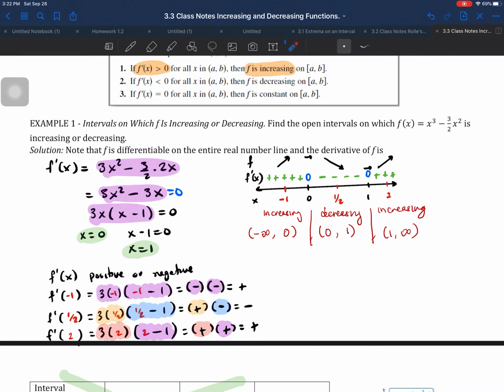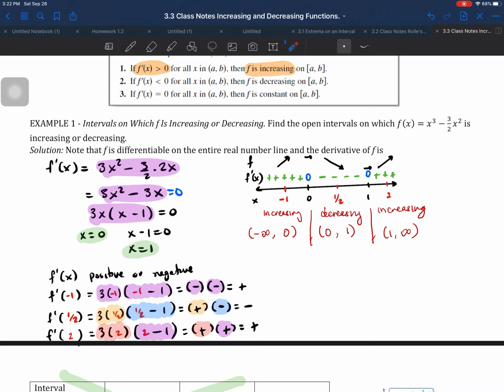By factoring 3x out of those two terms, you're left with x minus 1. By the zero factor property, this suggests that x has to equal 0 or x minus 1 has to equal 0. And that gives us what we call the critical numbers, right? This is a set of critical numbers.